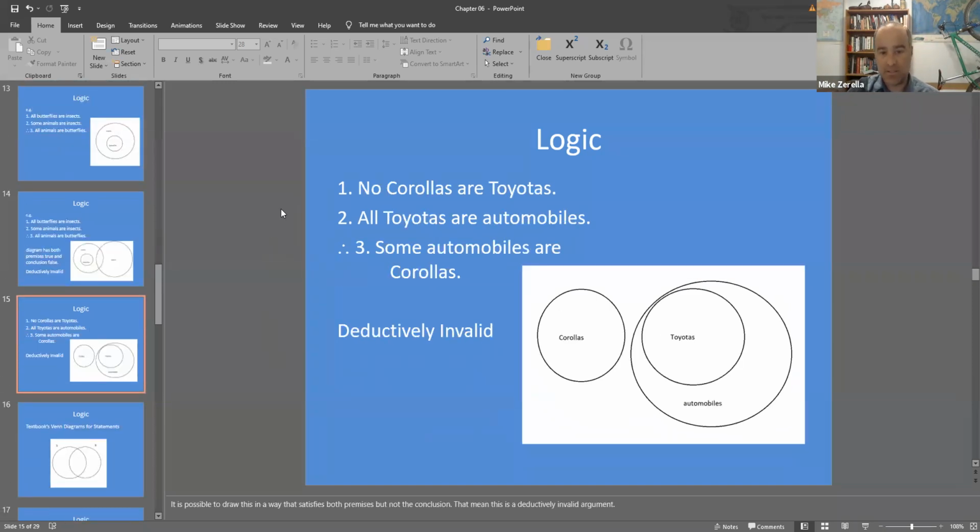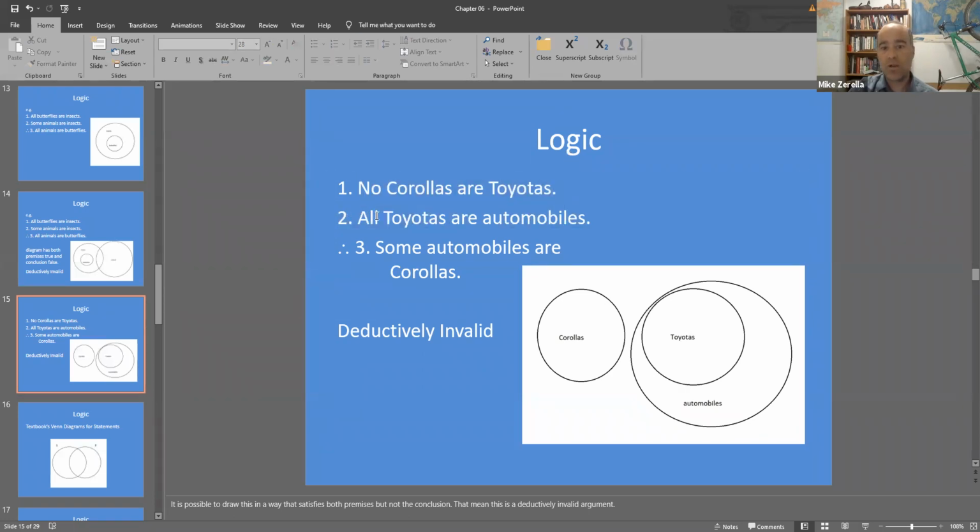Okay, let's look at this next one. So no Corollas are Toyotas. Doesn't really matter what Corollas and Toyotas are. You don't have to know about this car manufacturer. You just draw the diagrams to match the premises. Okay, so the Corolla's circle is completely outside the Toyota's circle to match this first premise.